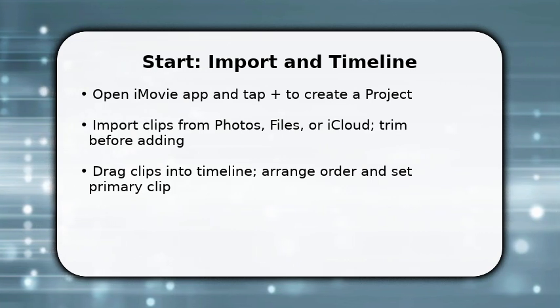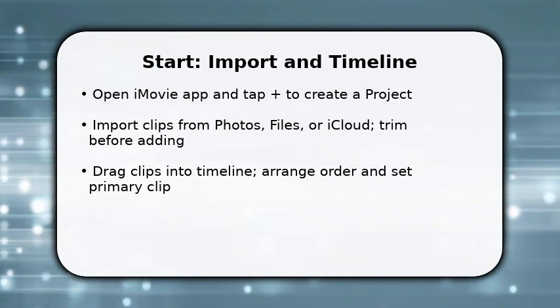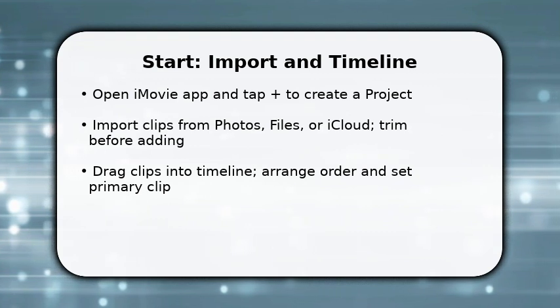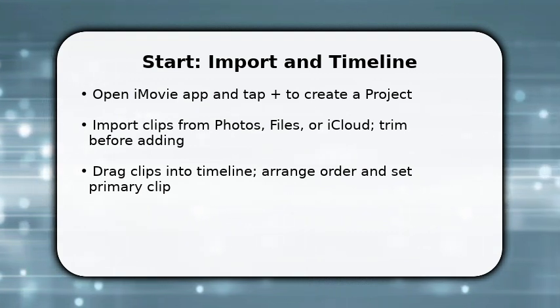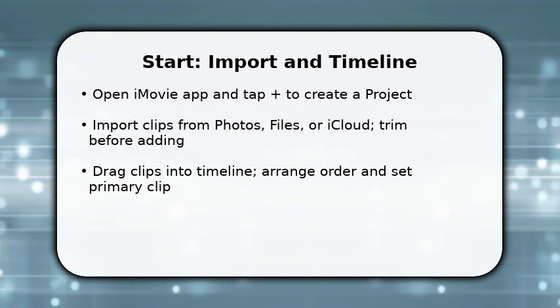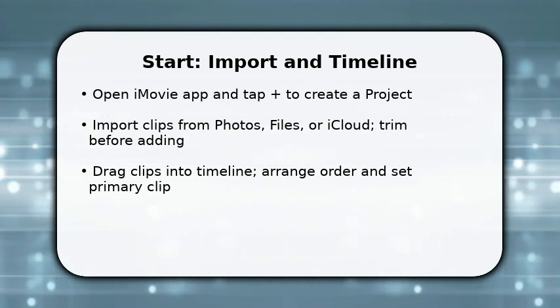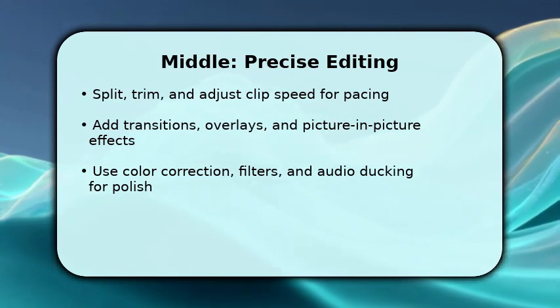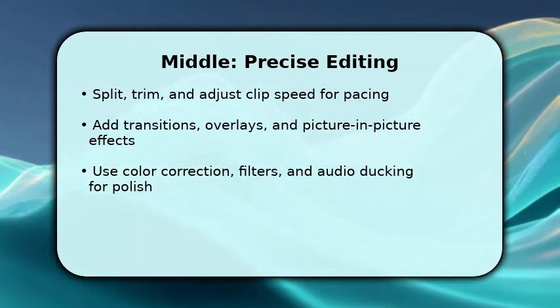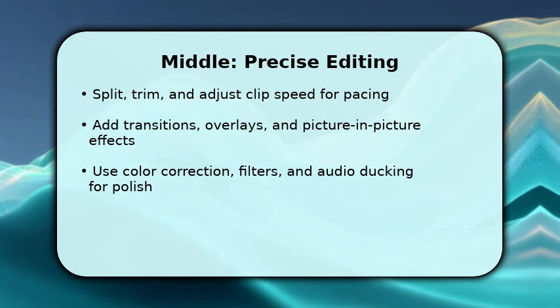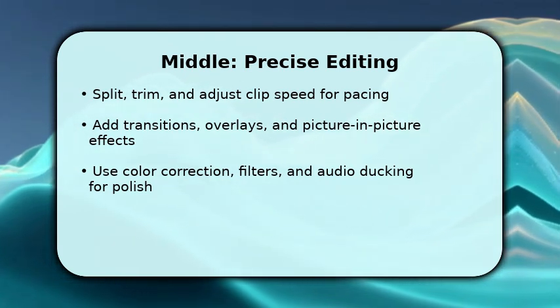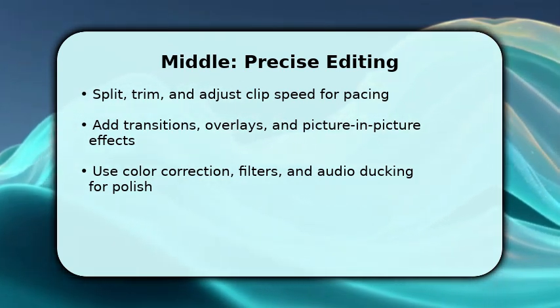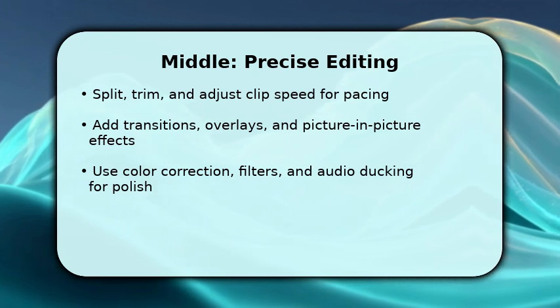timeline for precise edits. You're laying the structural foundation so later moves, transitions, color, speed apply cleanly and predictably across the whole sequence. Now refine timing and flow. Tap a clip to split or trim for tight cuts and adjust speed to create emphasis or fill gaps. Add transitions between clips for smooth motion and layer titles or picture-in-picture to convey information without interrupting visuals.